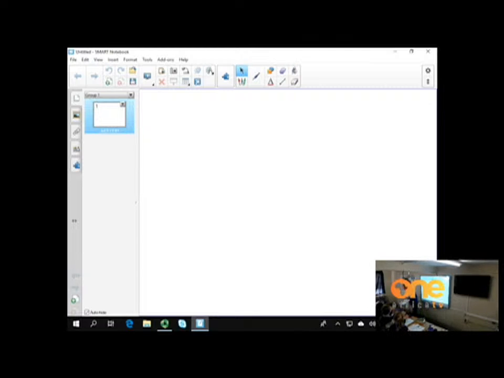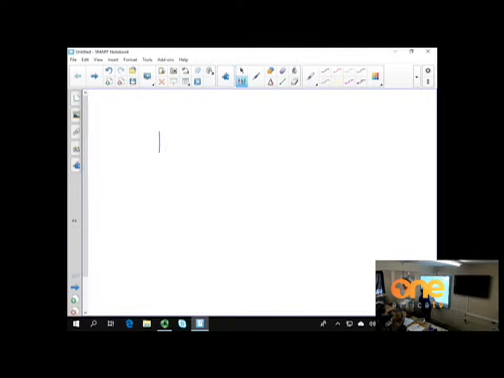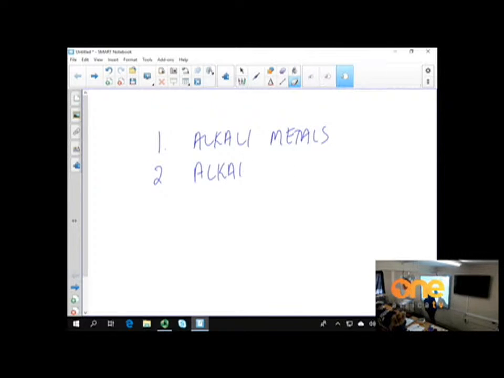Okay. All right. If you look in your textbooks there on page 40, you will see there are the first few bulleted points. They say group 1 and 2 metals are called alkali metals. Group 1 is the alkali metals. So group 1 is alkali metals, group 2 is known as the alkaline earth metals.